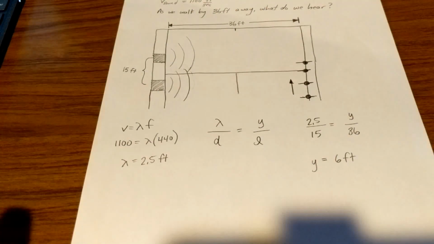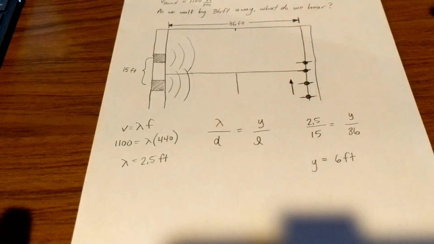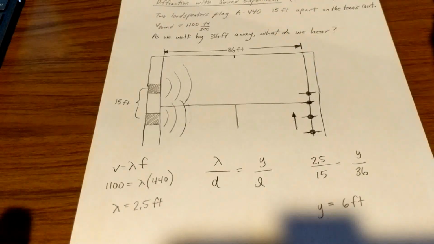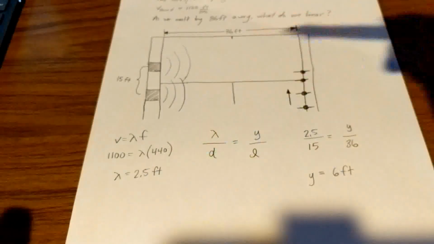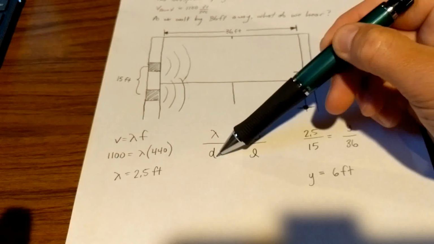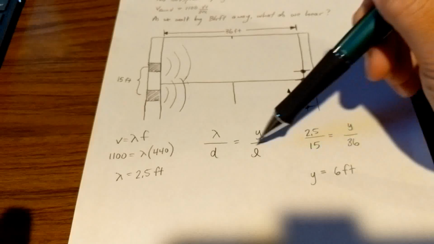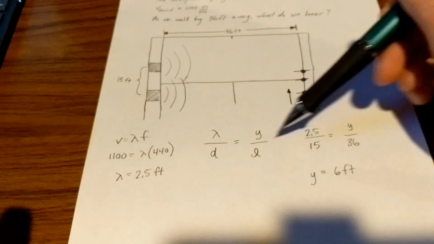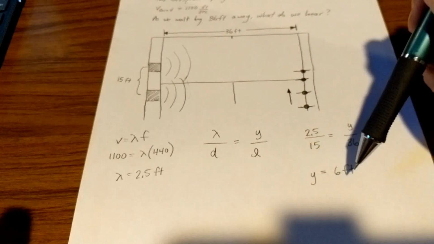Here it is worked out, and then we'll explain what it means. First off, the wavelength had to be determined of this sound, and we were given that I was playing a note of 440. So the wavelength of that sound ends up being 2.5 feet, which is a nice round number. If we then know the wavelength and we know the separation distance is 15 feet, and we know the distance away that our observers are, or that the wall was in the previous example, is 36 feet, then we can determine y. y comes out 6 feet.